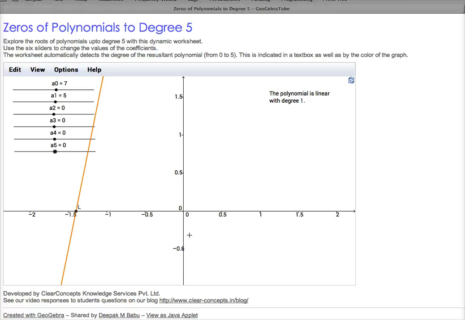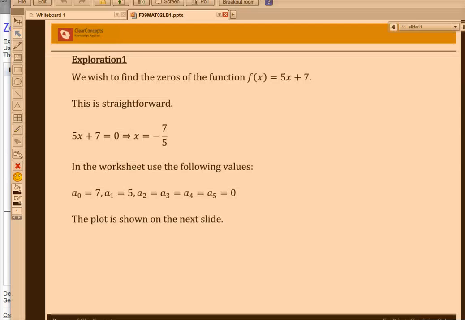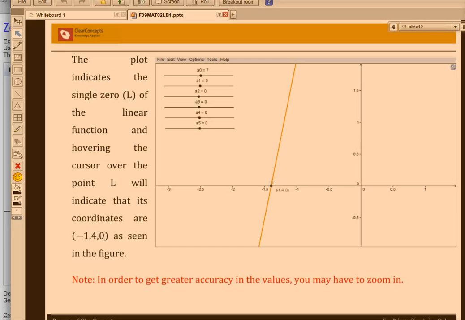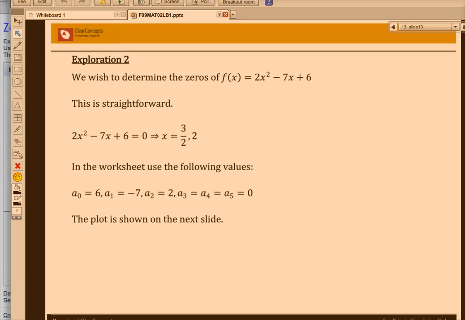Okay, very good. That was simple. Let's go back to the class screen, please. Now we take a look at the next order polynomial, which is a quadratic polynomial.